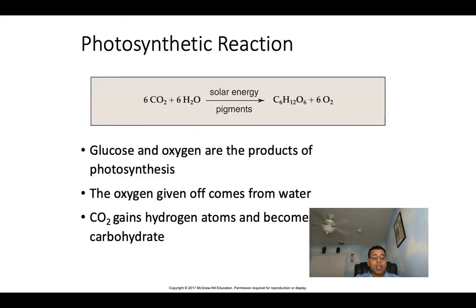Now, the oxygen given off by photosynthesis comes from water. It comes from water, and this was proven experimentally.